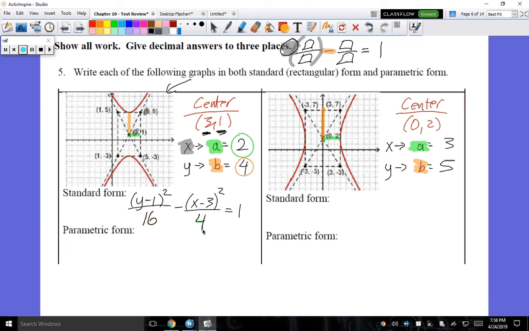Okay. Now, you may see, let's say possibly on a multiple choice or the way it's given, you may see something that looks like this.